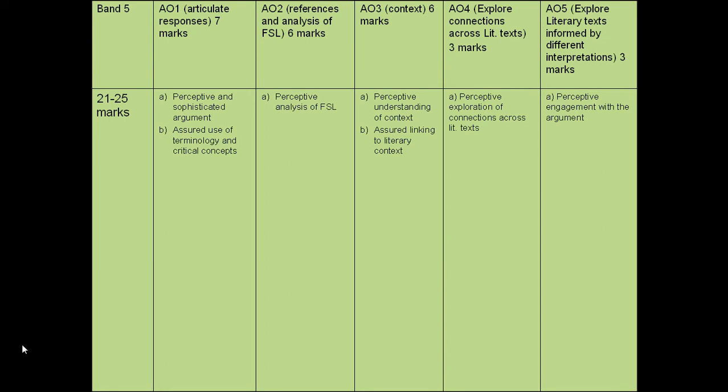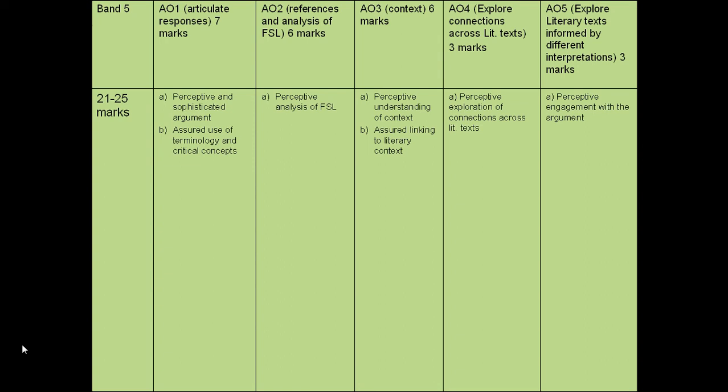So let's have a look at our mark scheme. It's exactly the same structure we've seen for section A and section B, in the sense that the marks are weighted as they were previously. We have 7 marks for your ability to argue correctly and write a proper essay. You have 6 marks for both context and your analysis of form, structure and language.